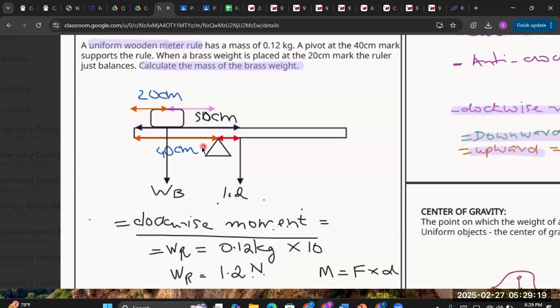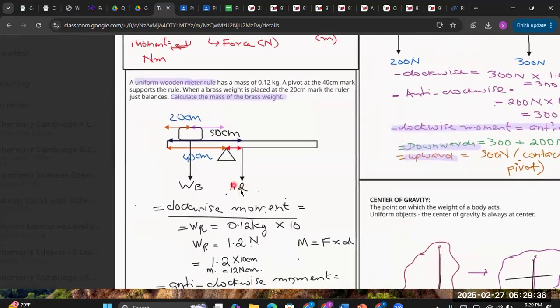Now the pivot is at 40 centimeter. So if I want to find the distance between the mass and the pivot, I will do 50 minus 40 and I will get 10 centimeter. So I will do force into distance. Force is 0.12 and distance is 10. That is how I will calculate the clockwise moment. Making sense how I'm getting the distance from the pivot?